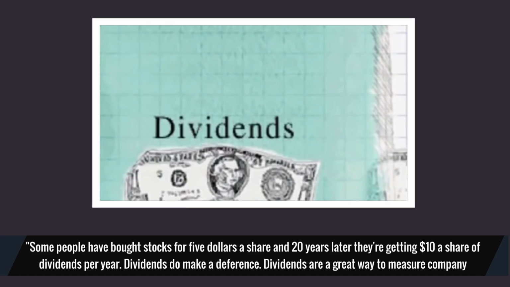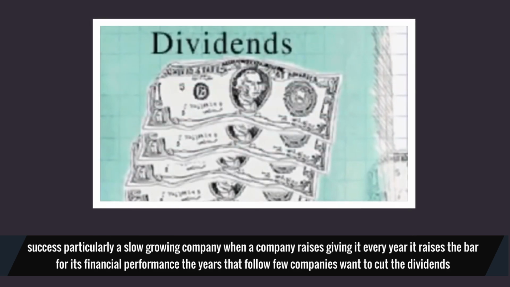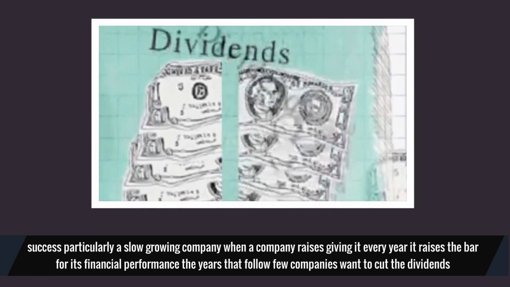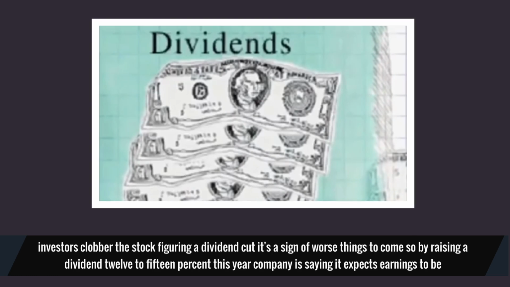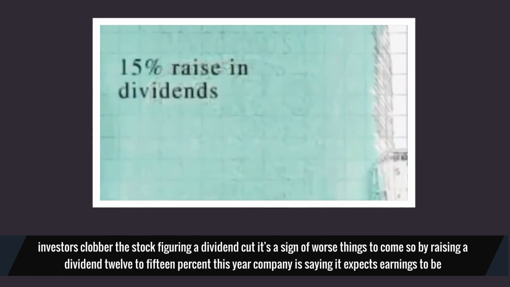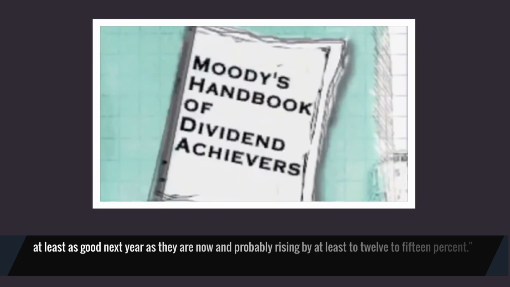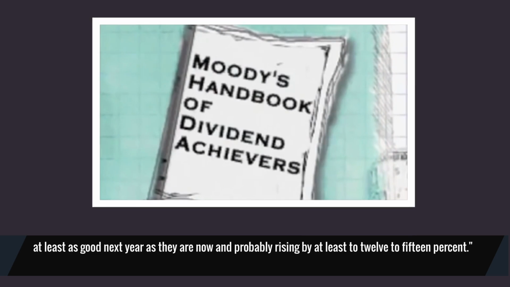Dividends are a great way to measure a company's success, particularly a slow-growing company. When a company raises its dividend every year, it raises the bar for its financial performance the years that follow. Few companies want to cut their dividends. Investors clobber the stock, figuring a dividend cut is a sign of worse things to come. So by raising a dividend 12 to 15% this year, the company is saying it expects earnings to be at least as good next year as they are now, and probably rising by at least the 12 to 15%.